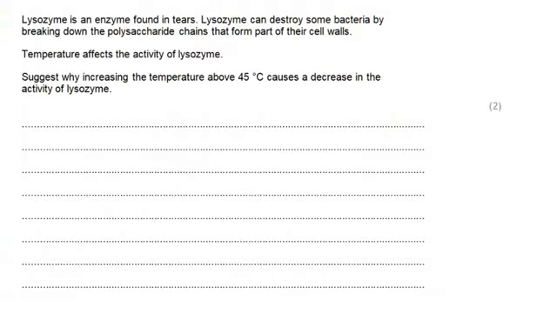So let's start putting this in your own words now. You have lysozyme as an enzyme found in tears. It can destroy some bacteria by breaking down the polysaccharide chains that form part of their cell walls. We know that temperature affects the activity of lysozyme. The main part of your question is suggesting why increasing the temperature above 45 degrees Celsius causes a decrease in the activity. It's only 2 marks, you only need 2 points, but give it your best.